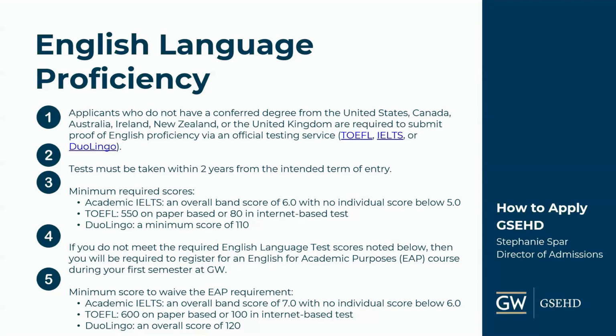If you don't meet the required English language test scores noted, then you will be required to register for an English for academic purposes course during your first semester at GW. So again, you just want to make sure that you are working to meet those scores if you need to. And then if you have additional questions, we can answer those. But if you're unable to meet the score, then taking the EAP course would be required your first semester at GW.